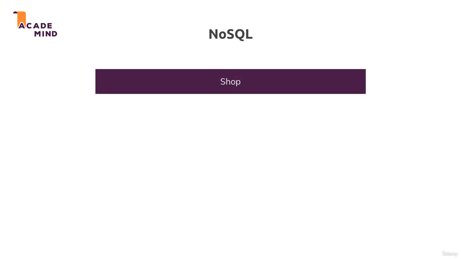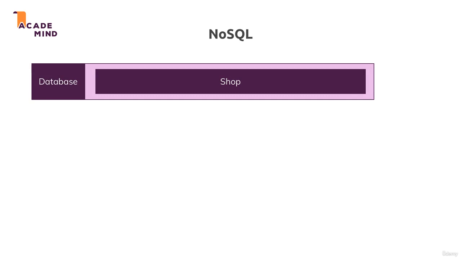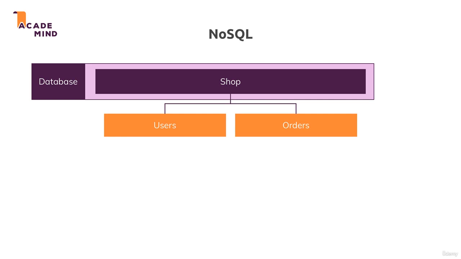So in NoSQL, we can still have a database. And we can give this database a name, shop, let's say. Now that's the same for SQL, by the way. There we also have databases. Now in SQL, we then had tables, users and orders, and maybe also products. These are just examples here.